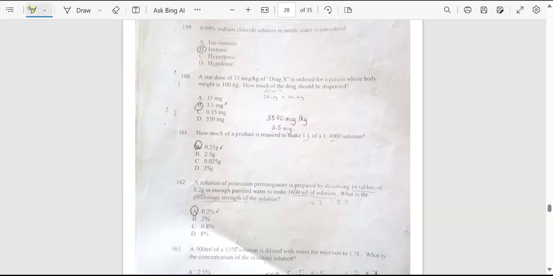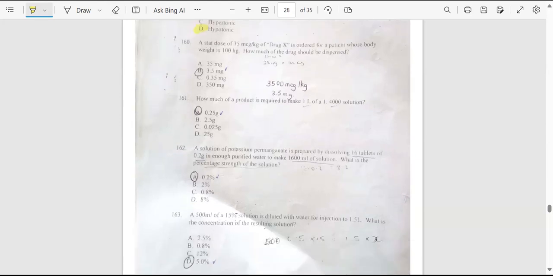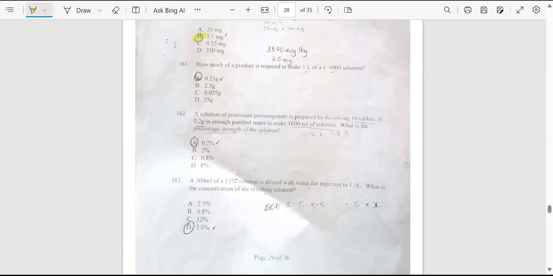A start dose of 35 micrograms per kg of drug X is ordered for a patient whose body weight is 100 kgs. How much of the drug should be dispensed? That's 35 times 100, you get 3,500 micrograms, and then you divide by 1,000 to get milligrams. So that will be 3.5 mg, B. So just remember, micro is 6, milli is 3, and nano is 9.